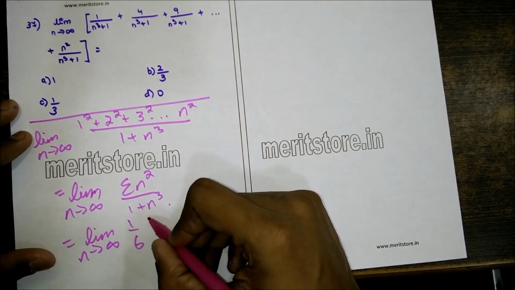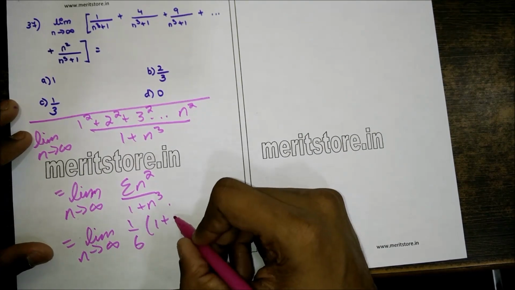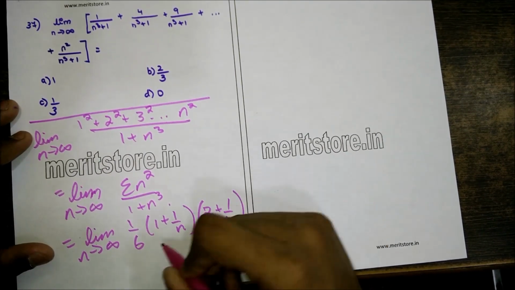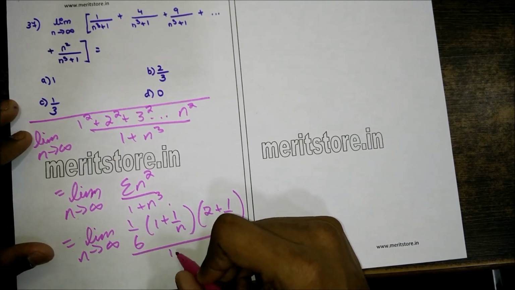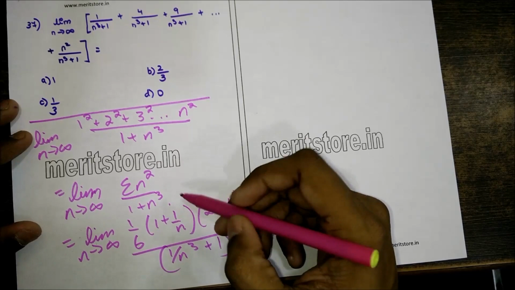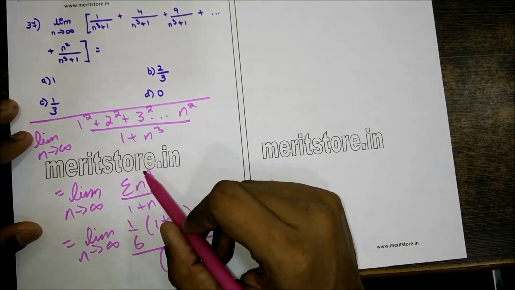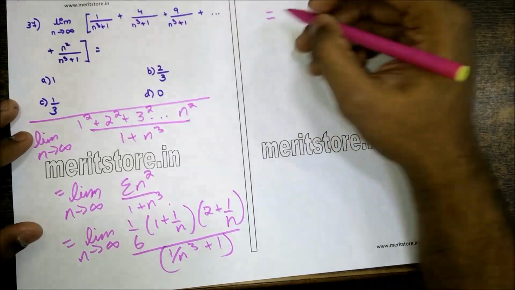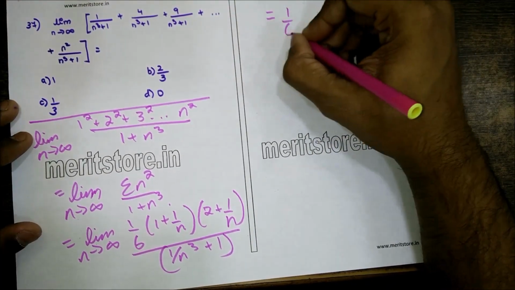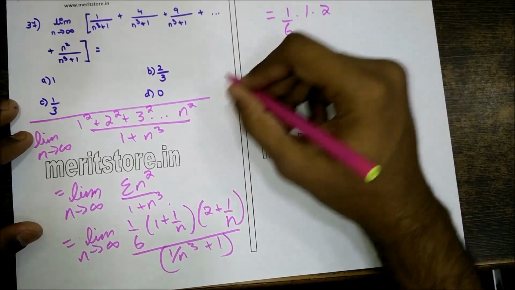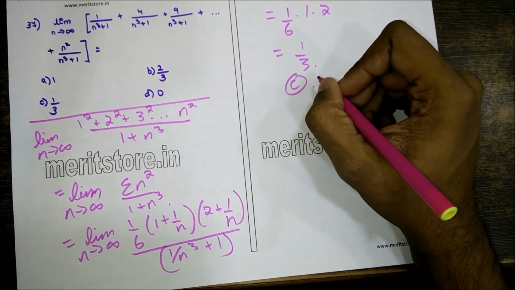1 by 6 into 1 plus 1 by n into 2 plus 1 by n upon 1 by n cube plus 1. We get this by using the formula of summation of n square. Now we can apply the limit of n tends to infinity, giving us 1 by 6 into 1 into 2, that is 1 by 3, option C.